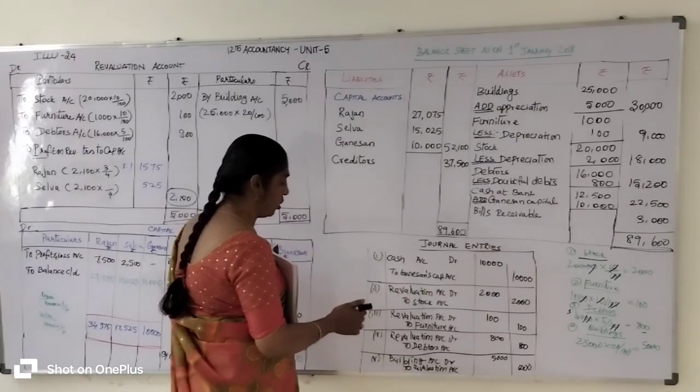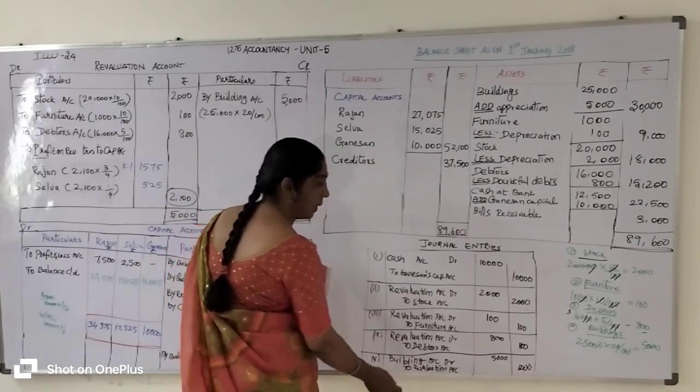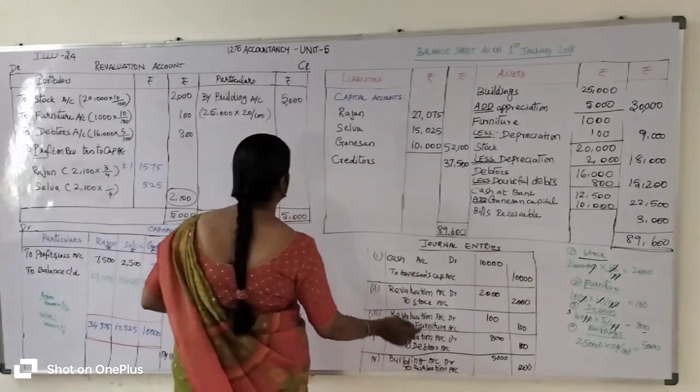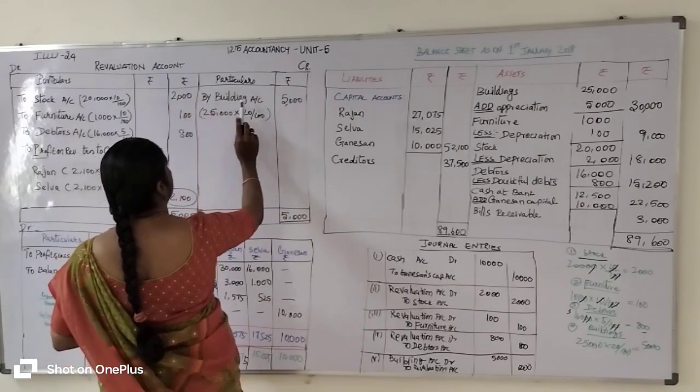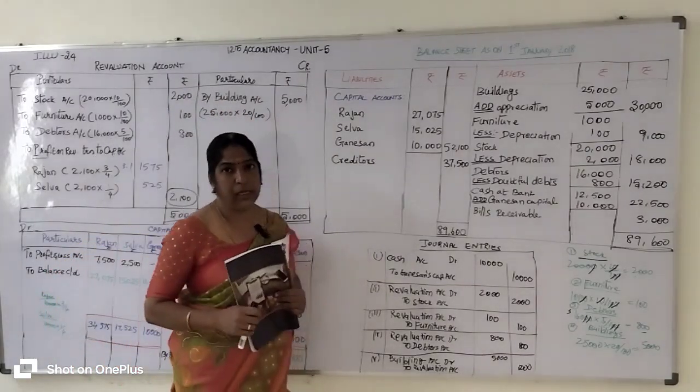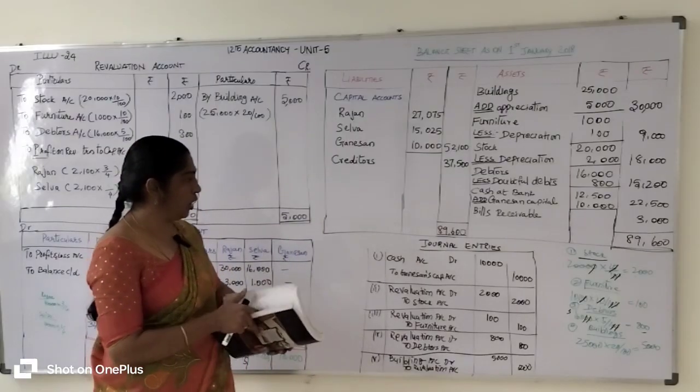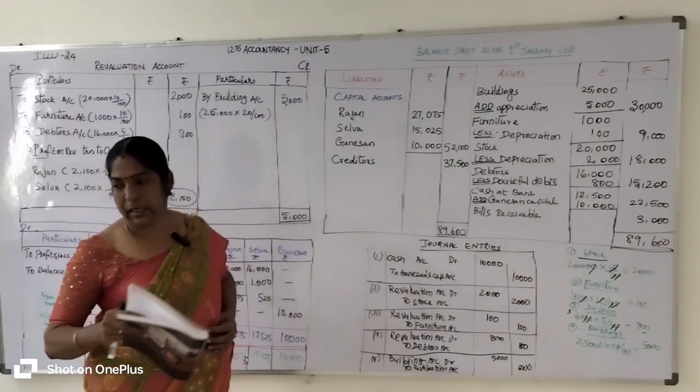So where is the revaluation account? Which side does the revaluation account appear? It is on the credit side. So you go to the credit side of the revaluation account. You write by building account 5,000 rupees entered. So all the revaluation account related accounts are entered here.